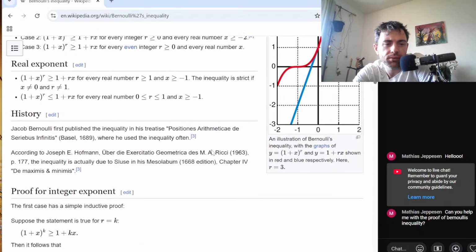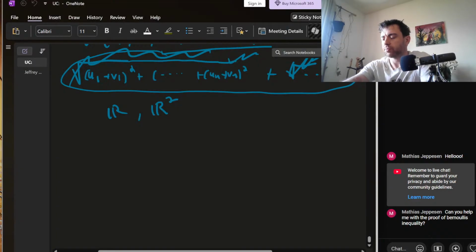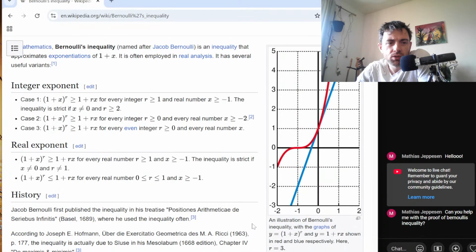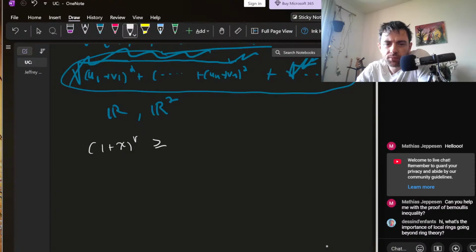So what's the actual inequality? I see. One plus x to the r is greater than or equal to one plus rx. Good question, Daysen.